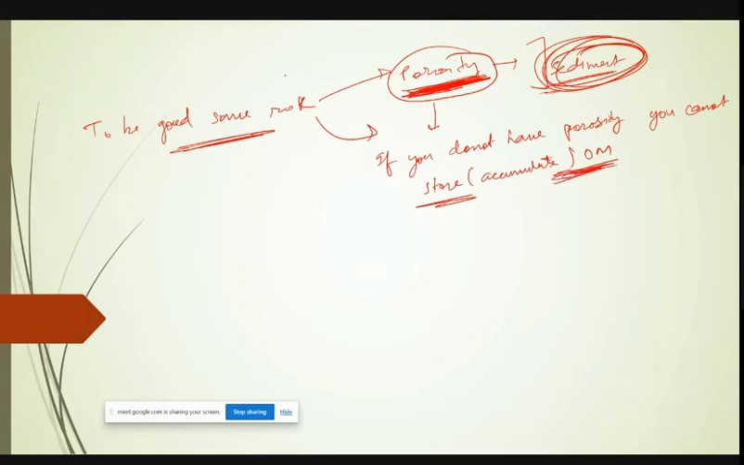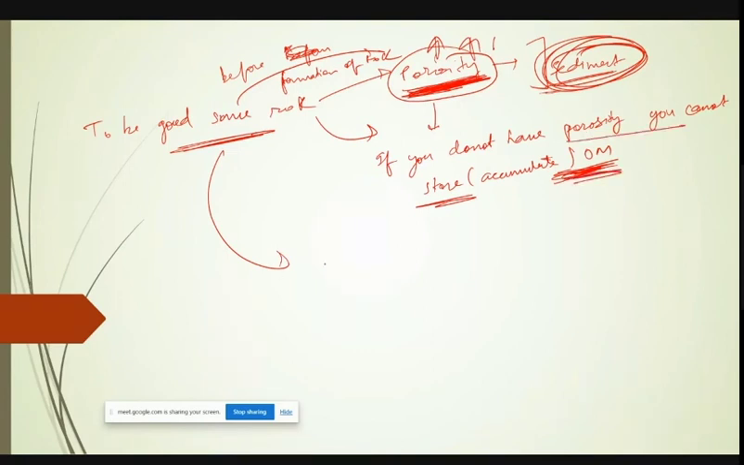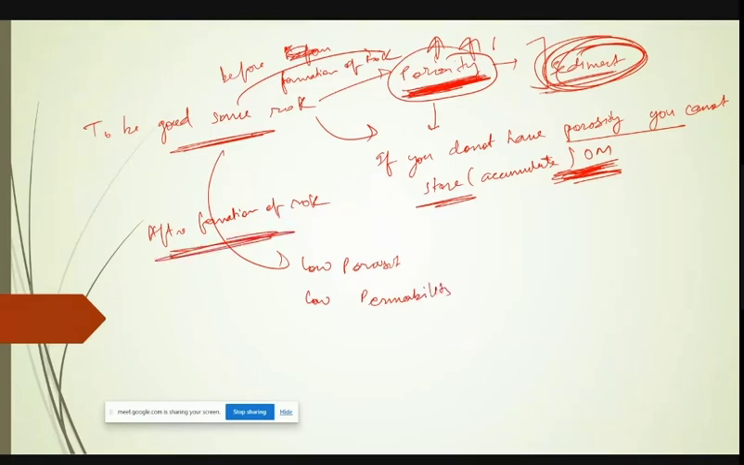Okay, but after the rocks are deposited and compacted, after the formation of rock, you can say this figure as before formation. Before formation of rock, you need to have high porosity so that you can accumulate a lot of organic matter within you. But after formation of rock, you need to have low porosity as well as low permeability. If the rock has formed and contains both the sediment grain plus the organic matter, after the formation of the rock, you need to have low porosity as well as low permeability.